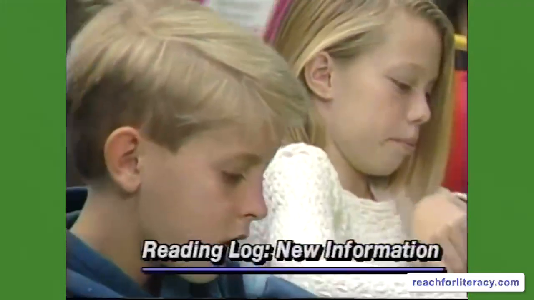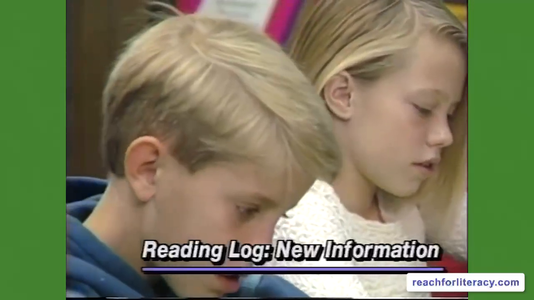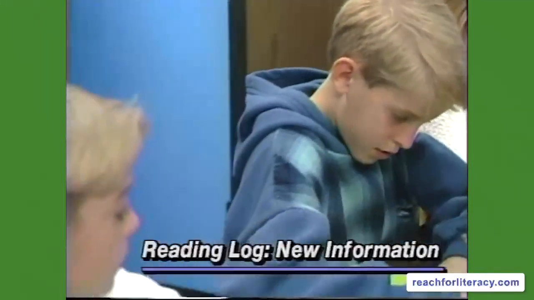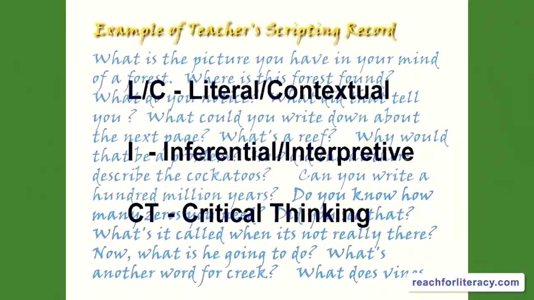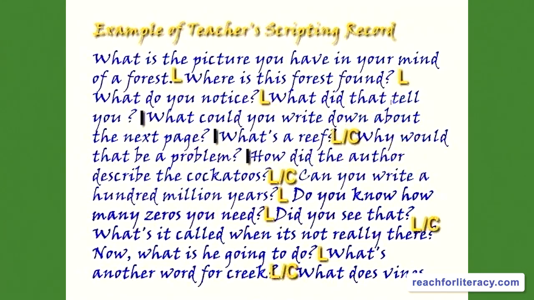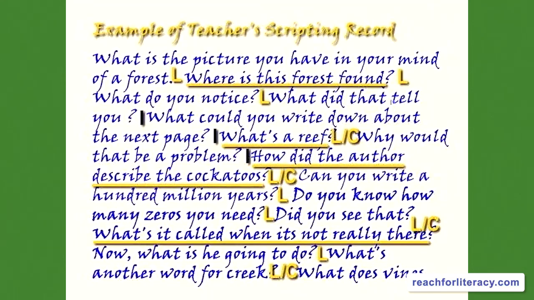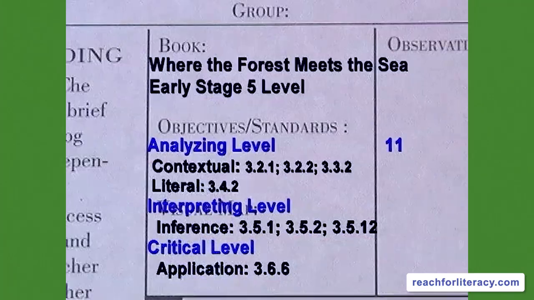The student's log contained literal concrete information such as animals, trees, birds, grass, and plants. The questions were marked with L and C for literal contextual, I for inference and interpretive, and CT for critical thinking. Examples of contextual literal questions include, where is this forest found? What's a reef? How did the author describe the cockatoos? What's it called when it's not really there? What's another word for creek? A total of 11 contextual literal questions were asked.